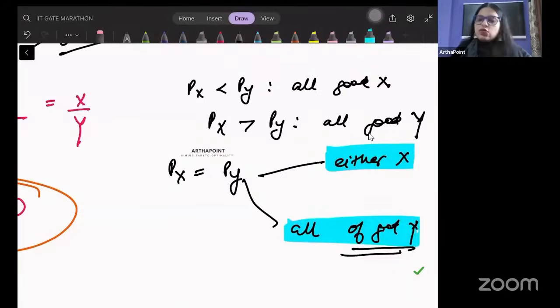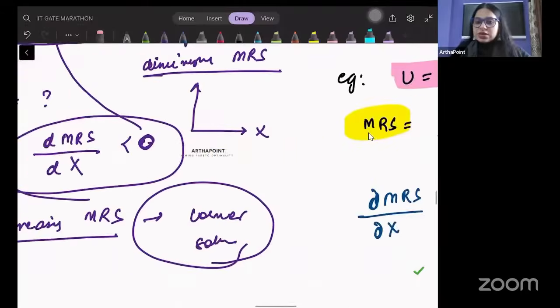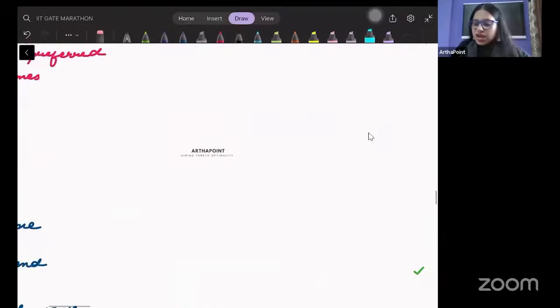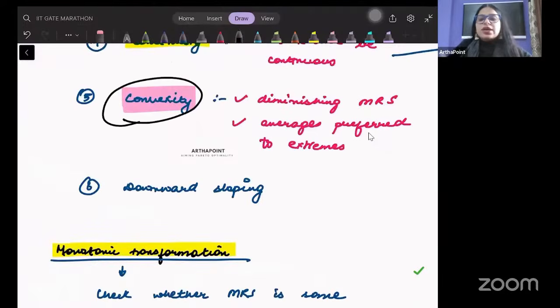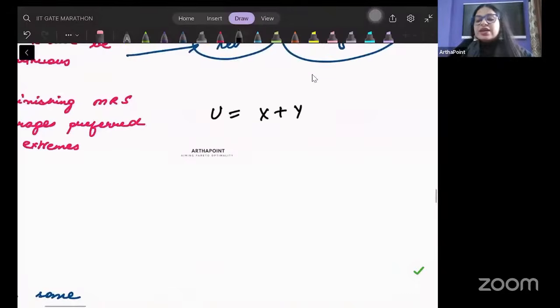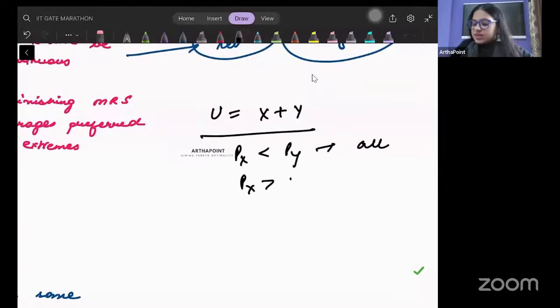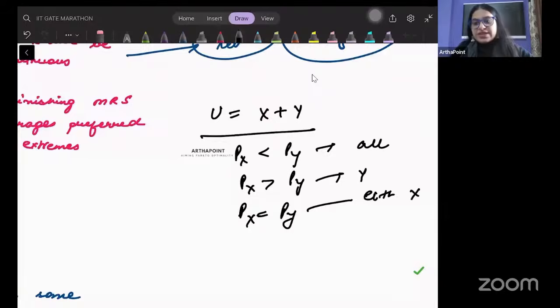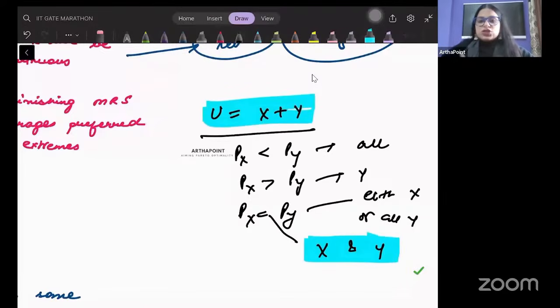So this is how you have to check for the corner solution. Yes, you will always have corner solution for concave preferences, right? So this is your answer. So convexity check करना जरूरी है before you jump into finding the solution. In X plus Y, yes, you're right. If my utility function is just X plus Y, then if PX is less than PY, all of X. If PX is greater than PY, all of Y. But if PX is equal to PY, either all of X or all of Y or some X and some Y. Matlab, this is possible when you have the utility function as X plus Y.